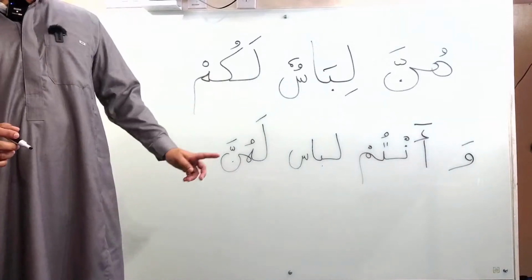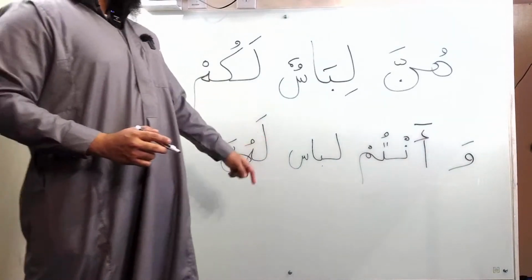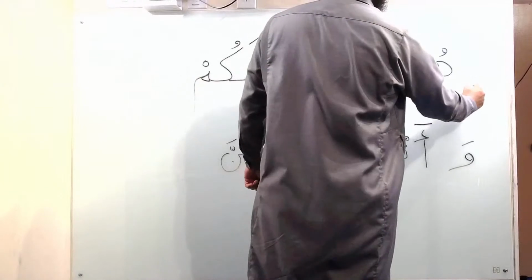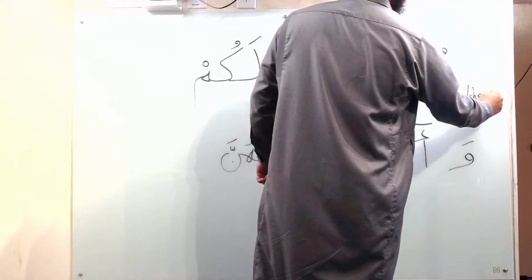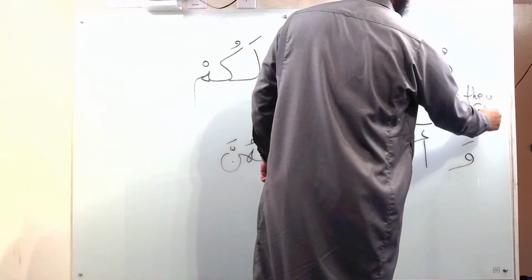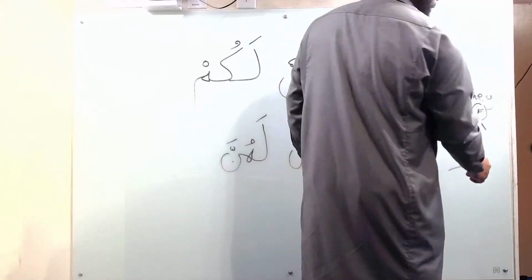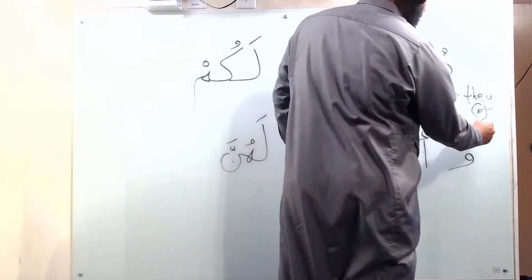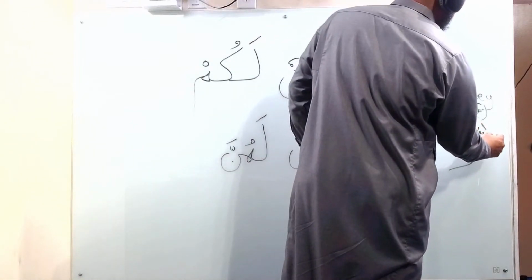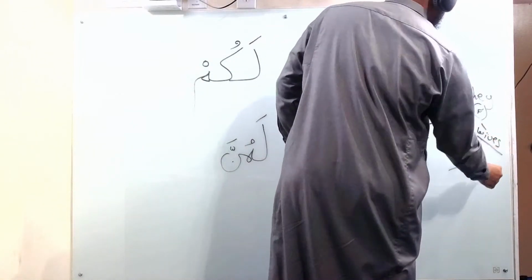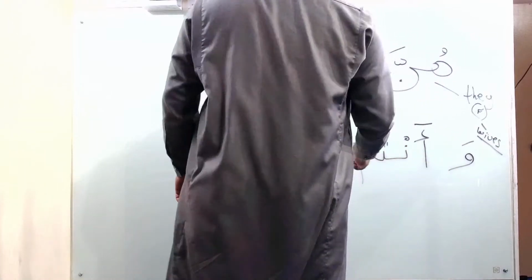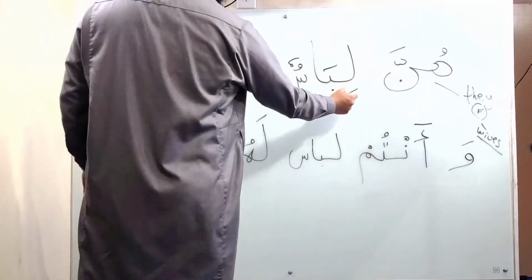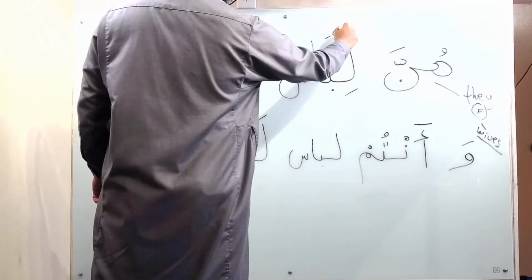So we have, clear? Hunna is what? They, feminine. Referring to who? No, not all women. Who specifically? Wives. It's referring to the wives. They are clothing. Libas is clothing.